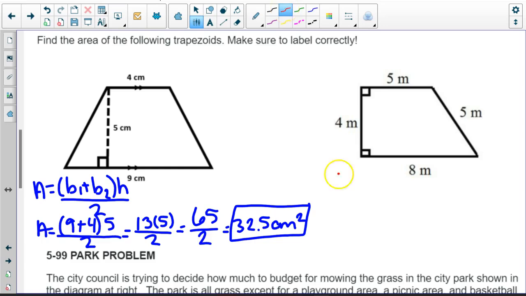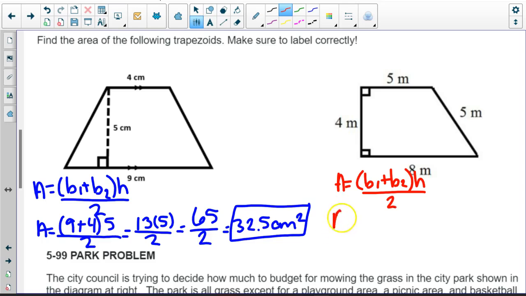So first step, write our formula. So area is equal to base 1 plus base 2 times your height divided by 2. And writing the formula just helps you memorize it. The more you write it, the more it'll be ingrained in your brain.